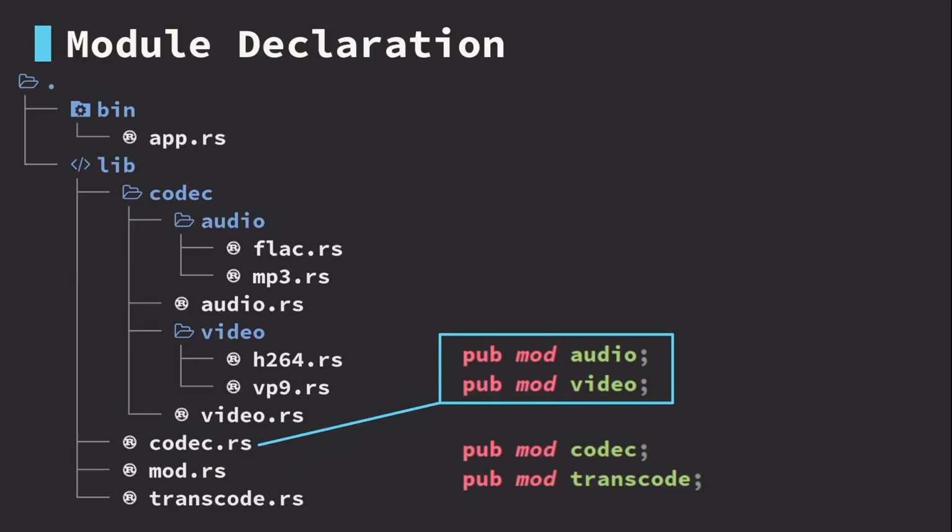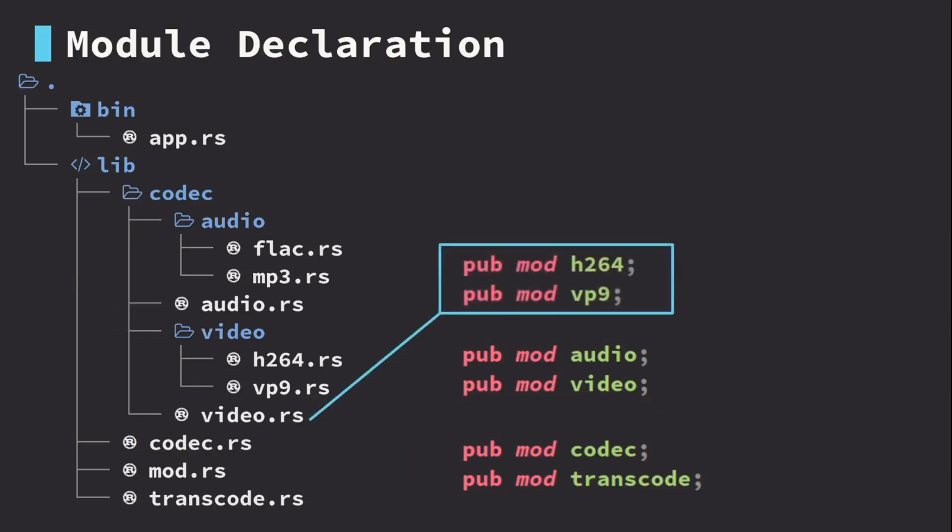This makes it easy to split up one module into multiple smaller modules that have other functionality related to the codec module. Next, we'll take a look at the video module here, and its source code declares two additional modules. We have H.264 and VP9. We'll see that we have a video folder, and here's our two modules there. So our H.264 refers to this source file, and VP9 refers to this source file.